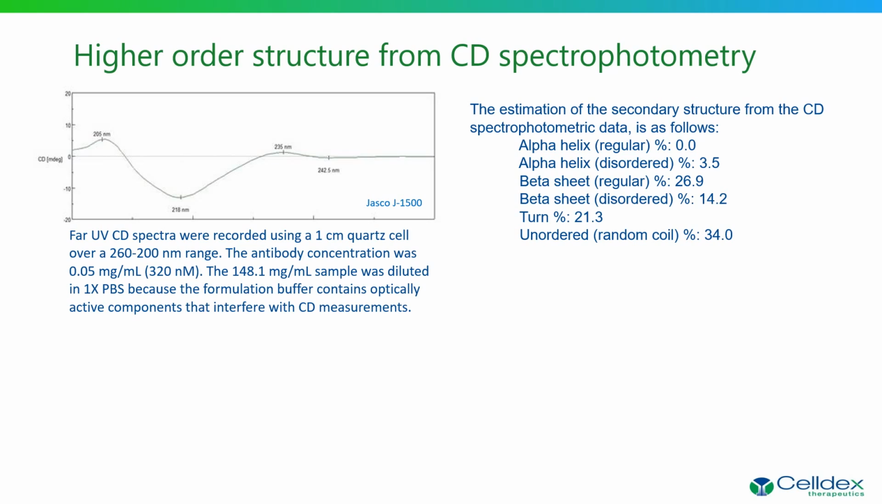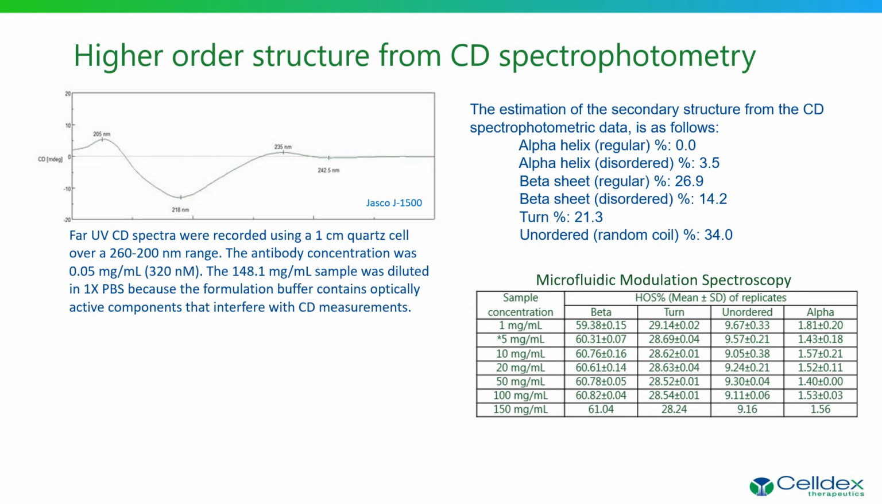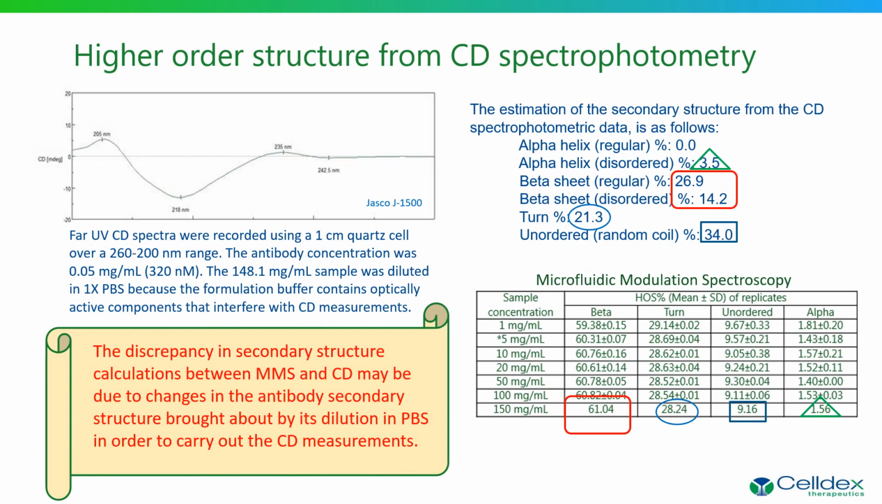We also obtained secondary structure information with circular dichroism spectroscopy with our JASCO J1500 CD spectrophotometer. However, in order to acquire the CD spectra, the 150 mg per ml sample had to be diluted significantly, and for the dilution PBS was used, because the antibody formulation buffer, the composition of which I showed you a few slides earlier, contains chiral molecules that interfere with CD spectrophotometry. Essentially, they swamp out the signal from the antibody. We believe that this may be the reason for the discrepancy in secondary structure calculations between CD and microfluidic modulation spectroscopy.